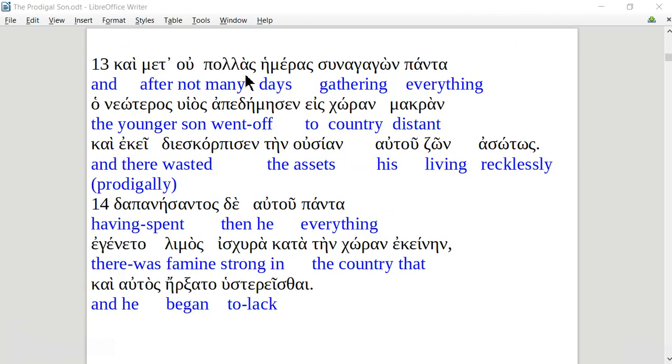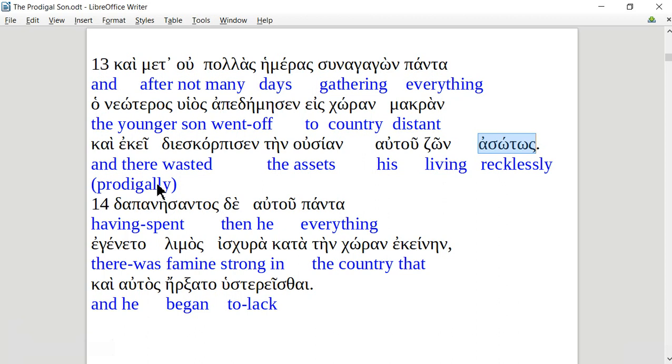Kai met' ou pollas hemeras, and after not many days, sunagagon, gathering everything, the younger son went off, apedemesen eis choran makran, to a distant country, and there wasted the assets, living recklessly. So this word asotos is translated prodigally, I think, in some of the older translations. So that's why we call him the prodigal son.